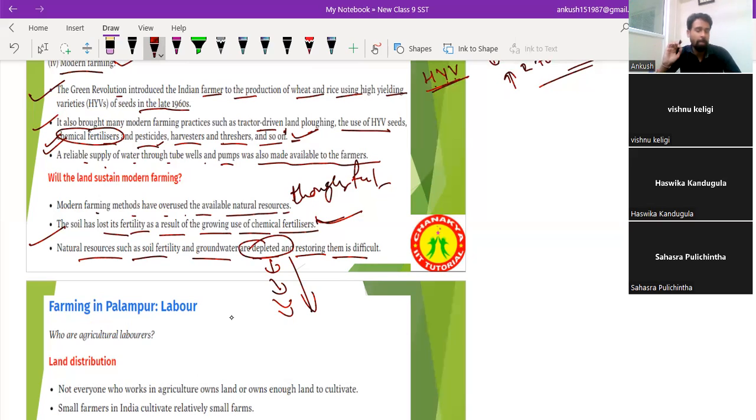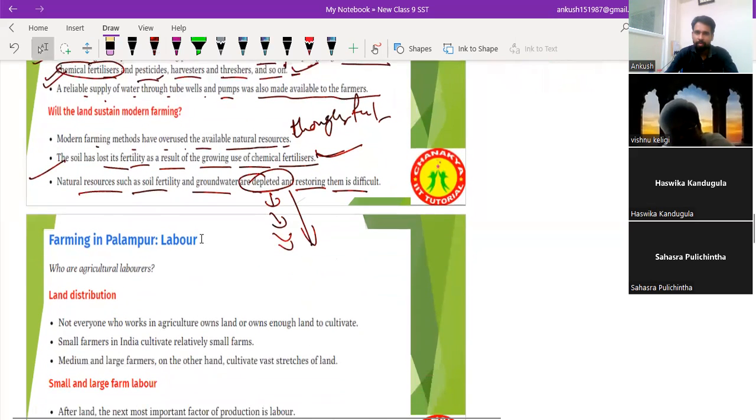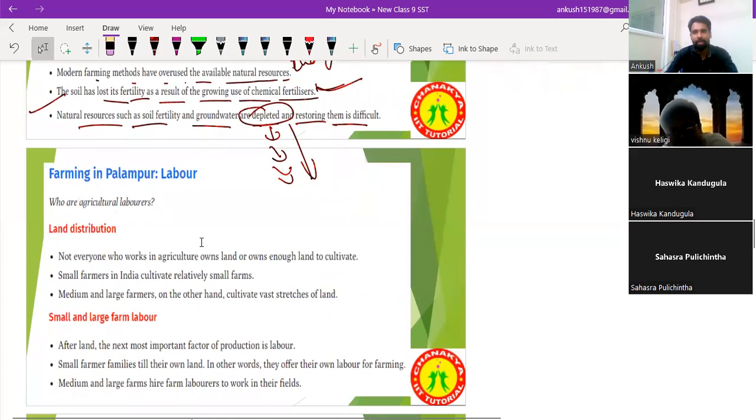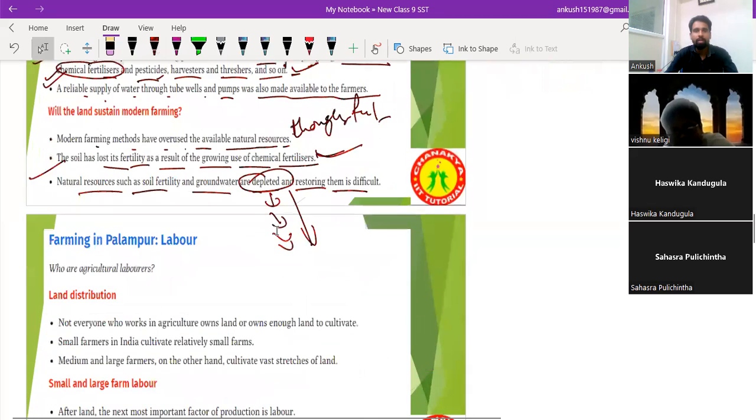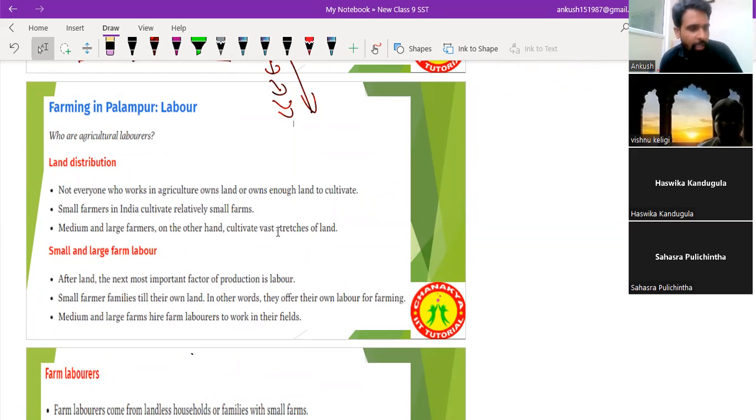Yes. Okay. So will the land sustain modern farming? Yes, but not for a long time. What should be the answer? Not for a long time. Have you got it? This is the case with the land which we have seen in the village of Palampur. Now, what is the problem with the laborers?